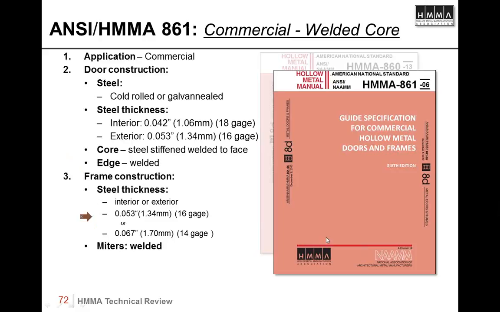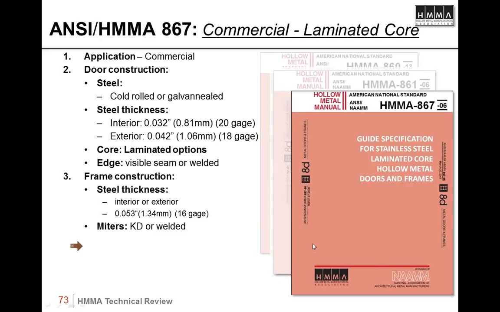Your frame construction, the minimum is 053 or 16 gauge, or it could go up to 14 gauge depending on the applications. Your miters in this specification are always welded. Looking at 867, this is your laminated door construction.